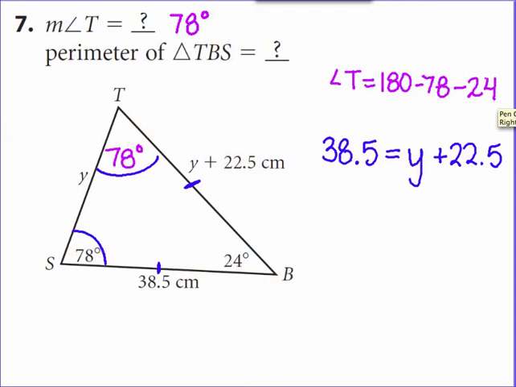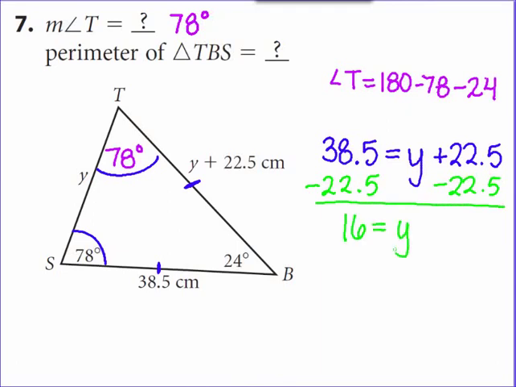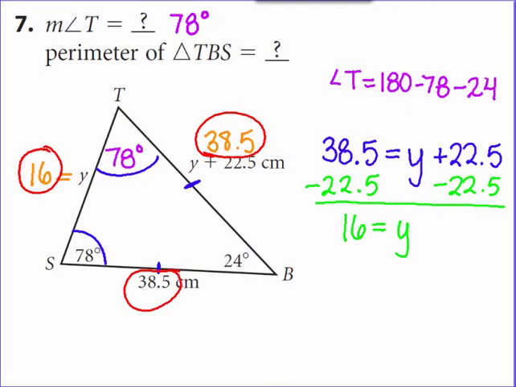So now, in looking at that, it's pretty easy to find what Y is, right? To find what Y is, I'm going to subtract 22.5. What does Y equal? 16. Smarty. So now let's fill in the blanks. First of all, I know that Y plus 22.5 has to equal 38.5 because it's an isosceles triangle, because those two angles were the same. I know that Y is 16. So what I need to do in order to find the perimeter is add 16, add 38.5, and add 38.5. You end up getting 93 centimeters.